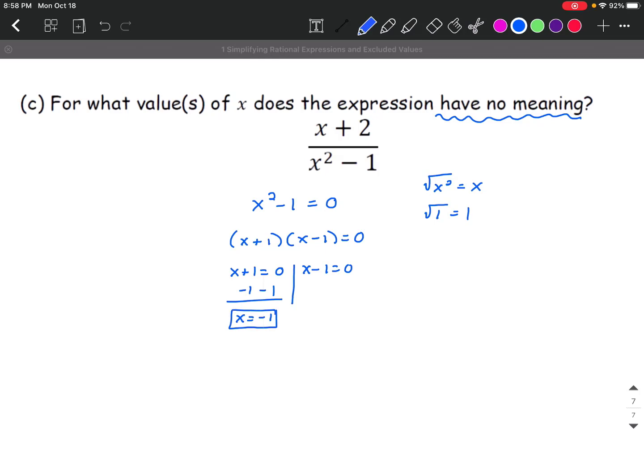On the other side, x minus 1 equals 0. The opposite of subtracting 1 is adding 1. And I get x equals 1. So I have 2 values of x when the fraction has no meaning, or 2 values of x that have been excluded, and 2 values of x for which the fraction is undefined.